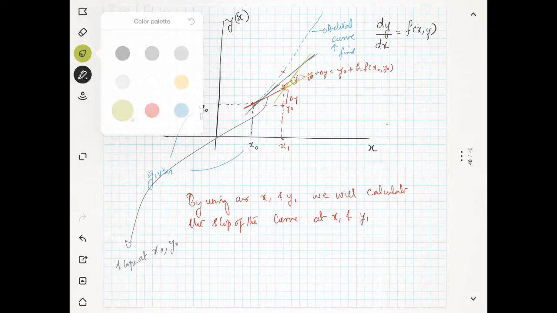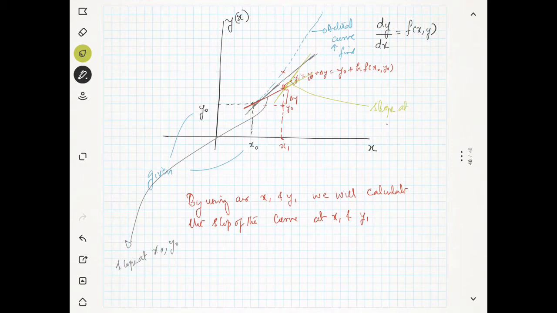This was the slope at x1 and y1, but this y1 is obtained by using Euler's method. Okay, not modified Euler's method. That y1 has been obtained by using Euler's method. Now you can see, now you are taking the average of this.